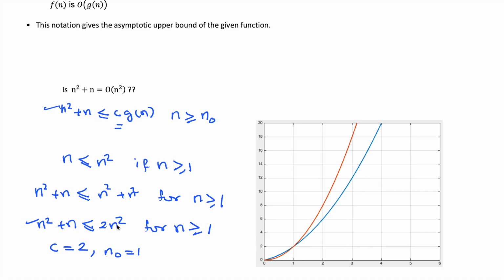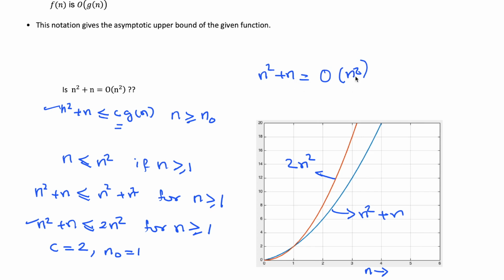And you can verify the same from its graph. So this is the graph for n square plus n, and this is the graph for 2 into n square. This is where the value of n varies. After the value of 1, you can see that 2n square is always greater than n square plus n, or n square plus n is always less than 2n square. So this condition is true. So I can definitely write n square plus n as big O of n square.